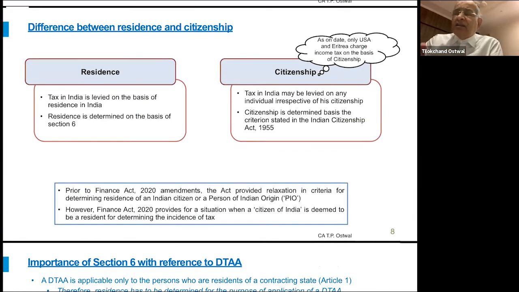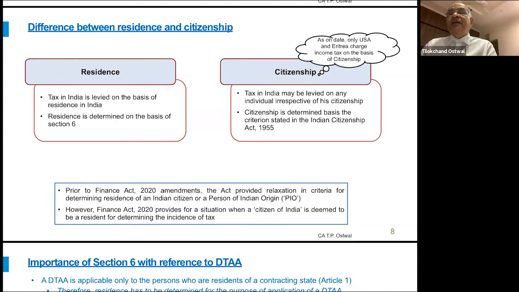India, so far, did not regard citizenship as the basis of taxation. We have two countries, one is Artia and second is USA. USA is a major country; Artia is a very small country, very near Sudan, which is not relevant. But USA is the only major country in the world which taxes its citizens irrespective of whether you are in USA or stay abroad.